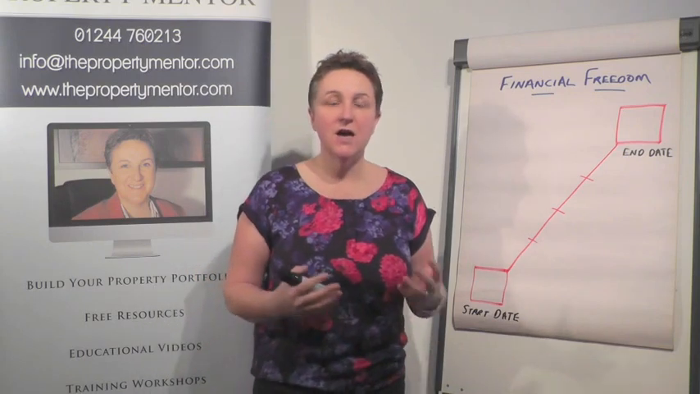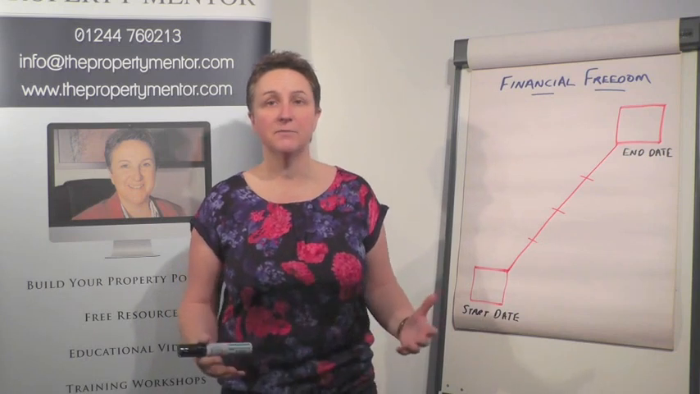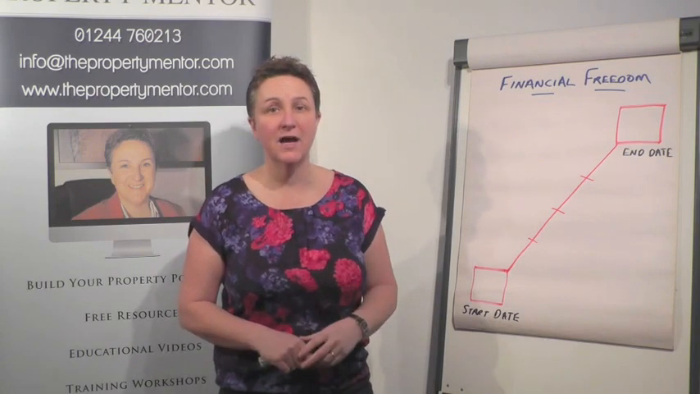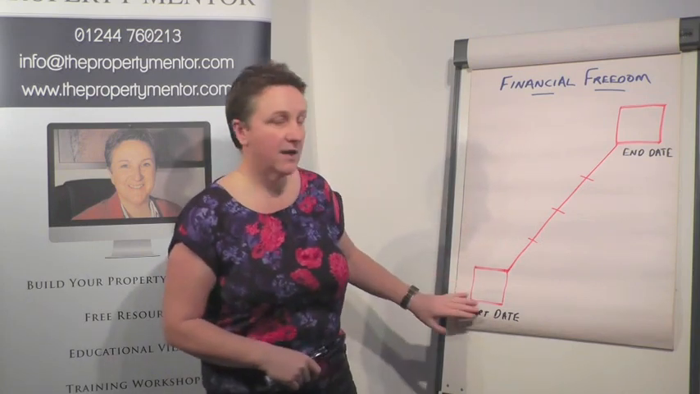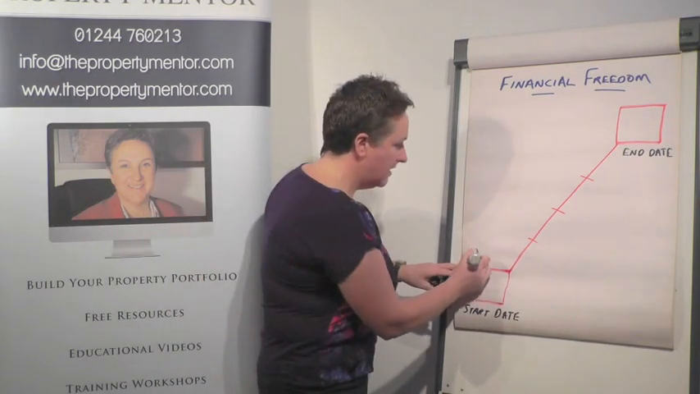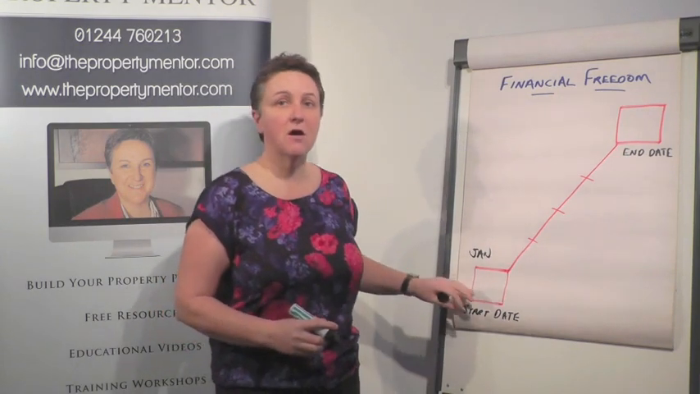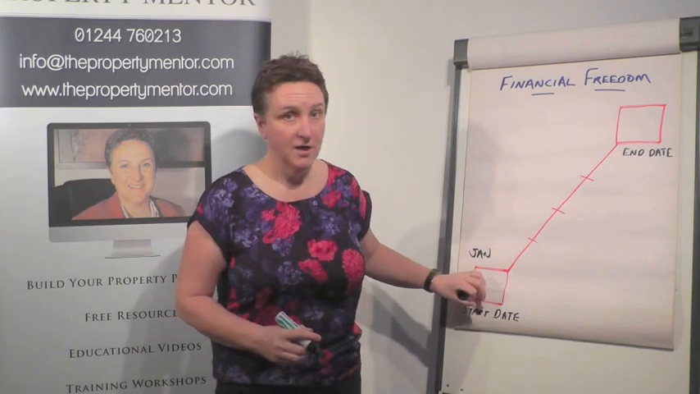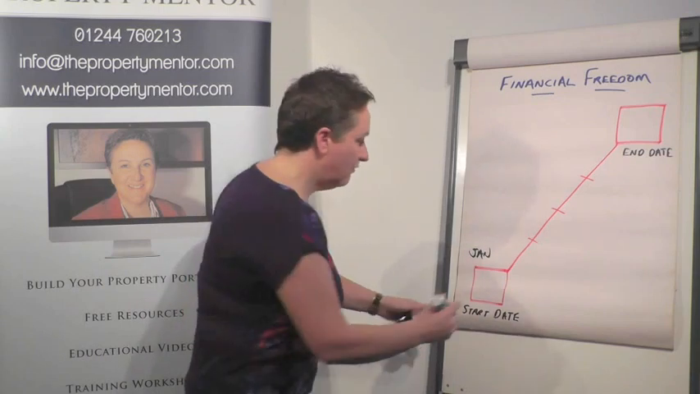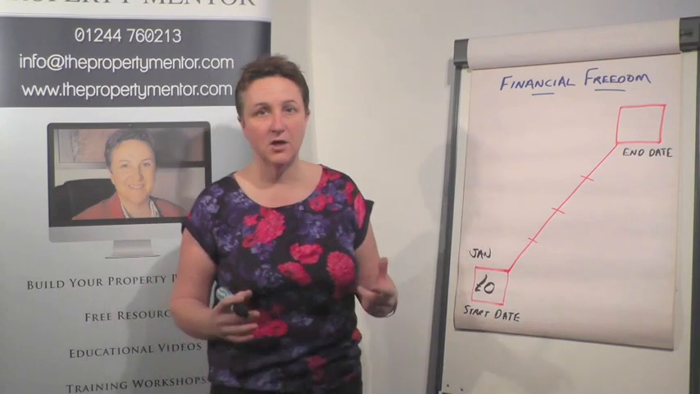So just to give you an example, if you were looking to create £5,000 passive income in 1 year, say this year you're looking to achieve that, and our start date is January, so let's say that we're starting at the beginning of the year. What we need to look at is what is our start point? What are we starting with? And if you're completely new to this and you're starting with zero, then obviously in this box we're just going to put zero. So you have no passive income at the moment.